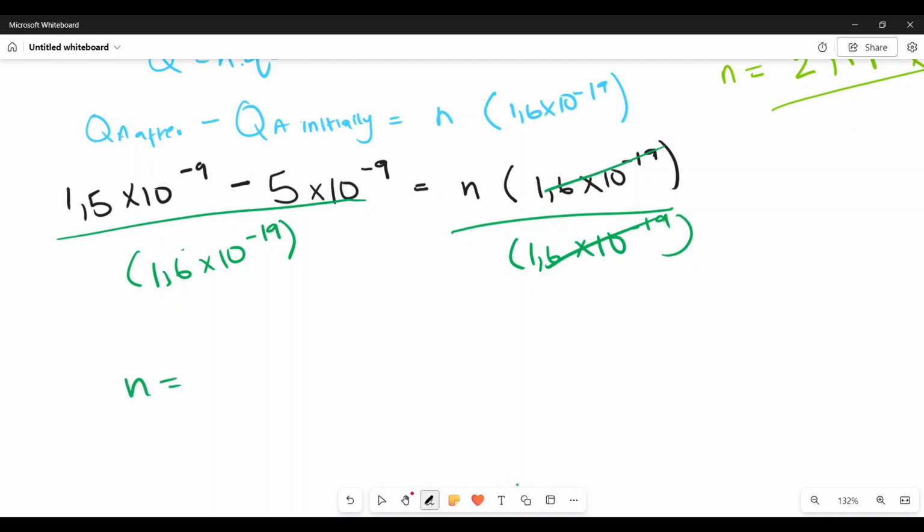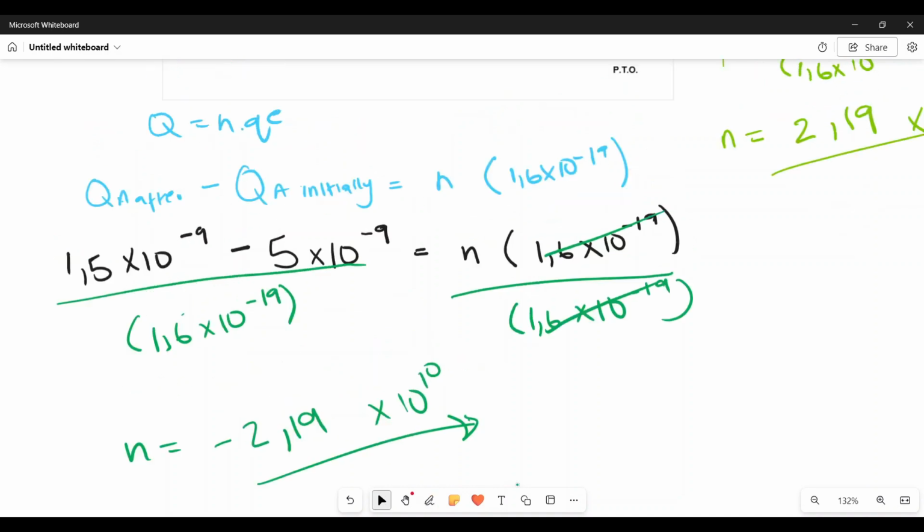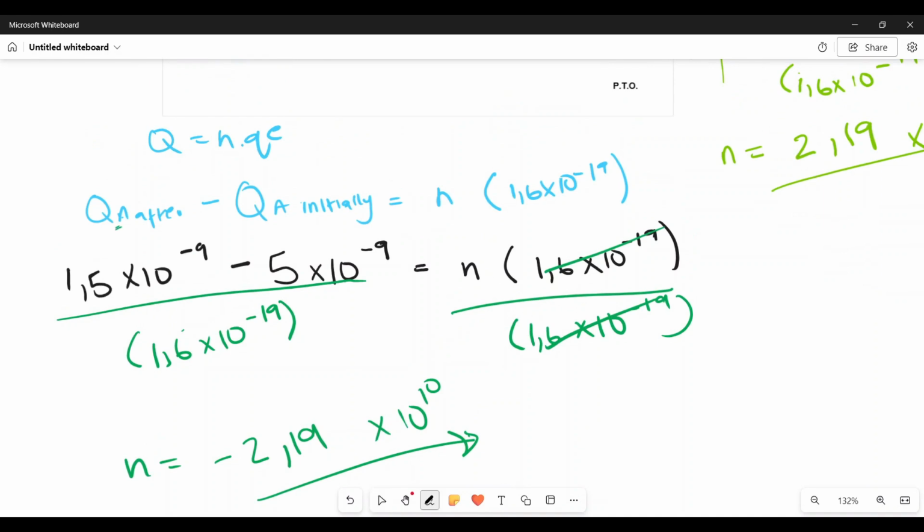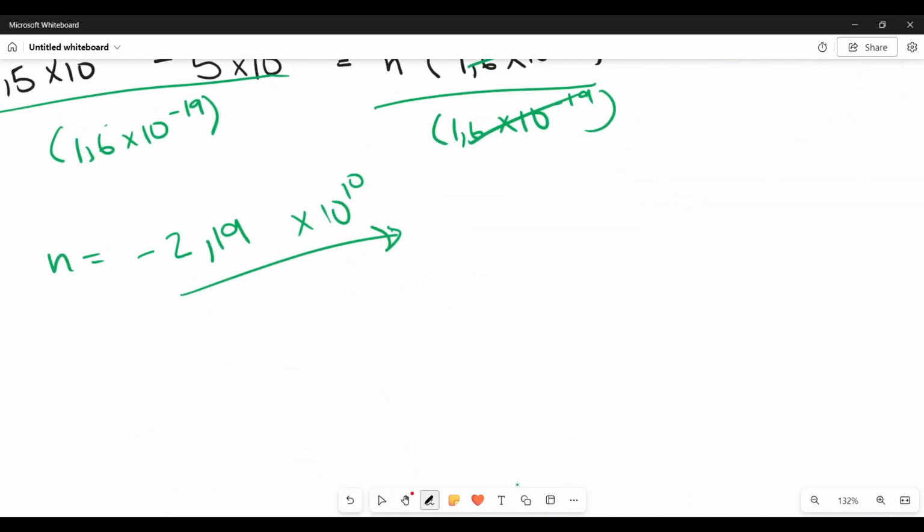And your N, punching this into your calculator, you should get negative 2,19, by the way. So one must be positive, one must be negative, times 10 to the power 10. This is if you use the A. So if you use the A, your answer would be negative. But remember, your number of electrons cannot be negative. So your final answer should be in a positive form, 2,19 times 10 to the power 10. So always make sure that your final answer is positive.